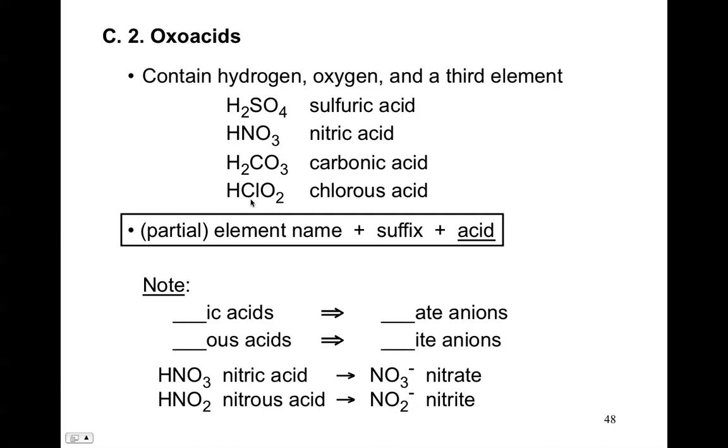HClO2, because the polyatomic ion has the ITE ending, we name this with the OUS ending. So this is chlorous acid. If this formula were HClO3, we would call it chloric acid.